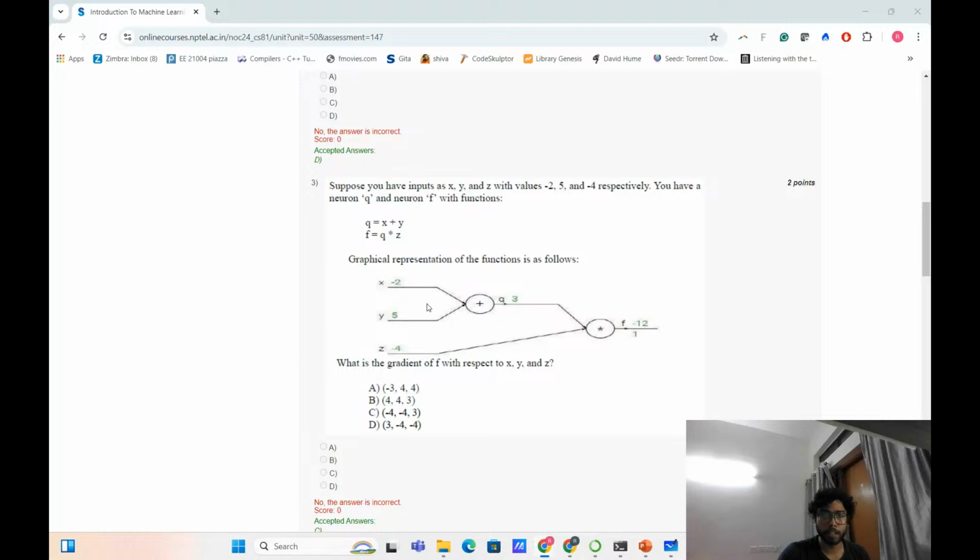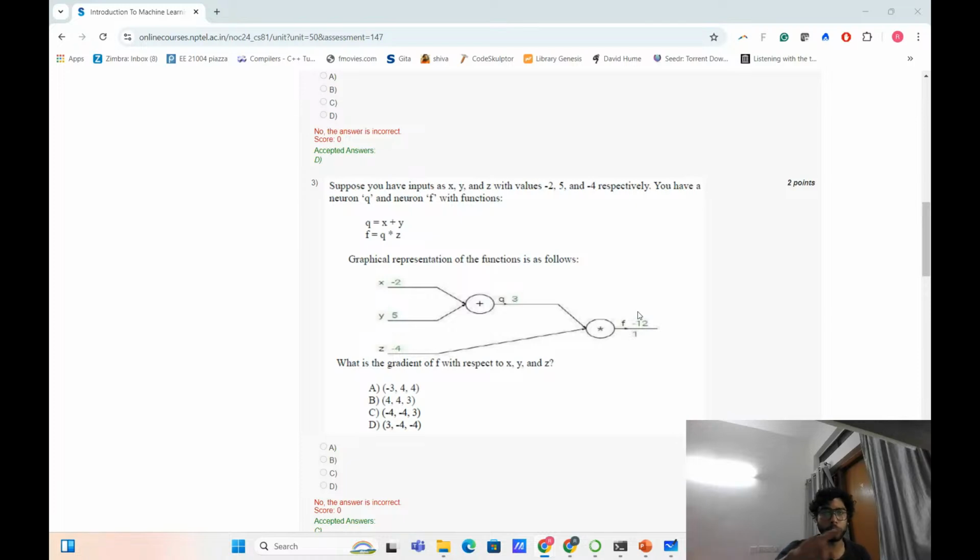And then what is happening is f, this second node. The second neuron is basically multiplying the output value of q with this z value, right? So the output value of q is 3 and the z value is -4. So 3 times -4 is -12, right? And then maybe it is passing it through some sigmoid function or something like that.